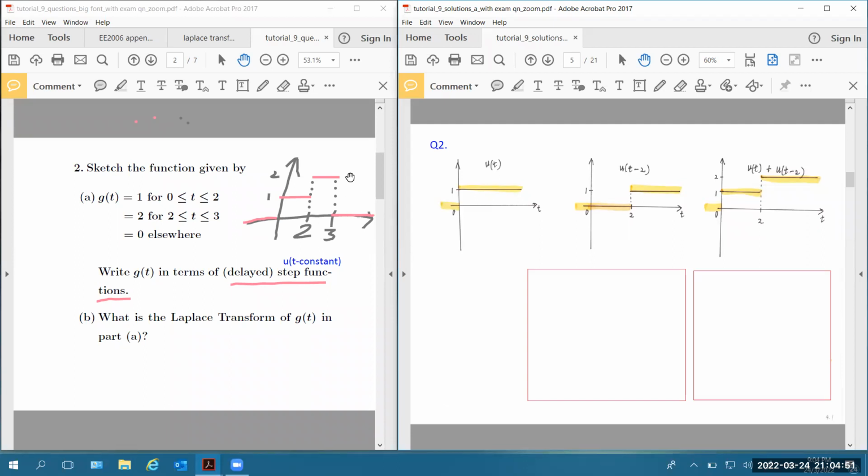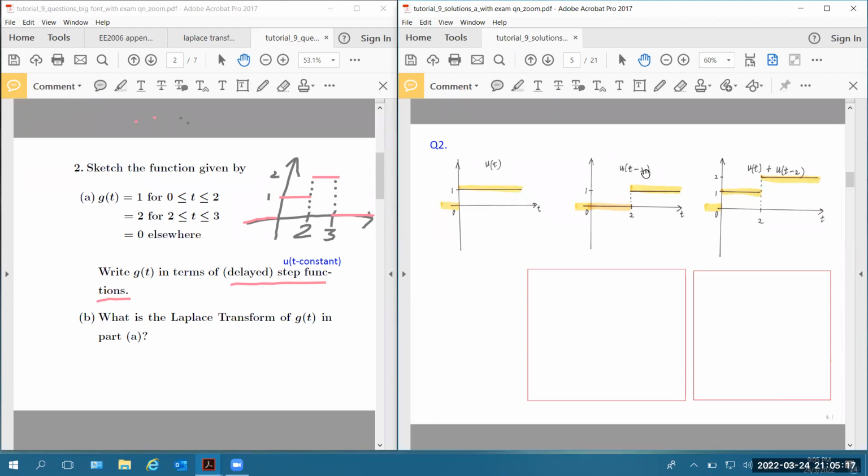And this minus 2 is only for t from 3 onwards. Only from 3 onwards do you minus 2. So how do you capture this effect, only for t from 3 onwards? Therefore you think, maybe I need to look at u(t minus 3). And you can imagine, right?